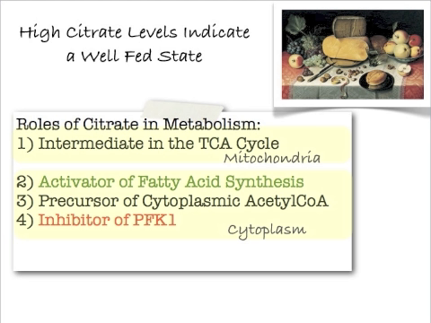Since there is a lot of citrate in the cell, there's no need to break down glucose to make more acetyl-CoA. It's better to use the glucose to make glycogen, to store it for later. And so, when citrate levels are high, metabolic processes that are involved in producing storage units will be activated. These storage units are fats and glycogen.